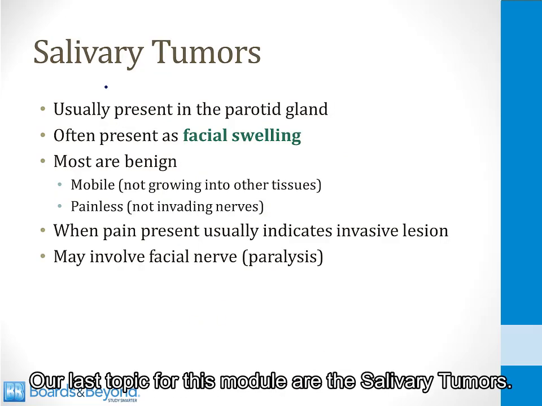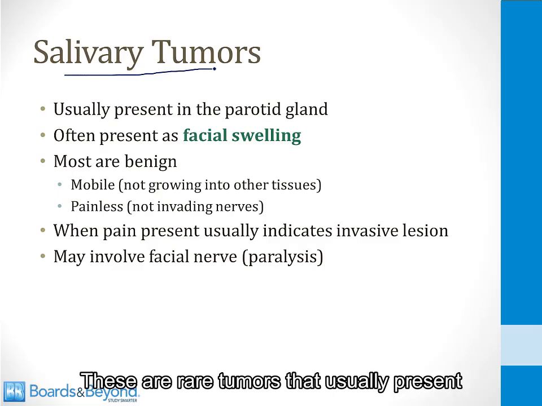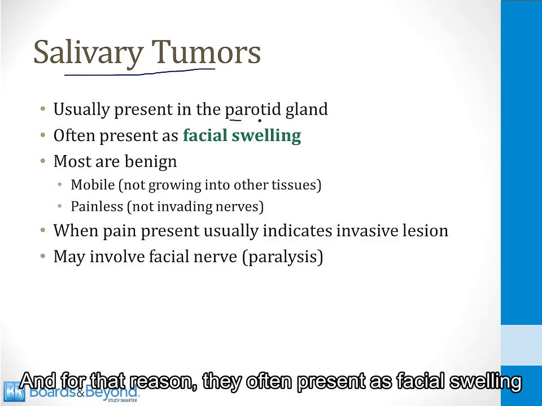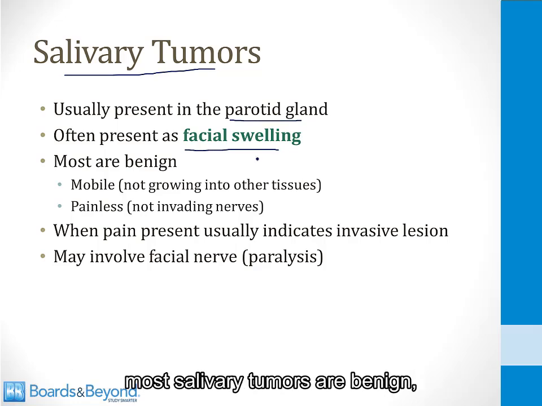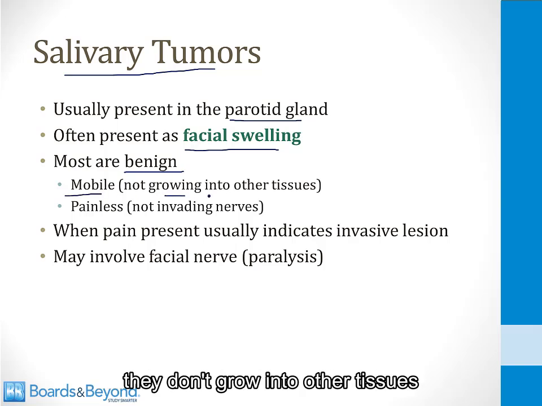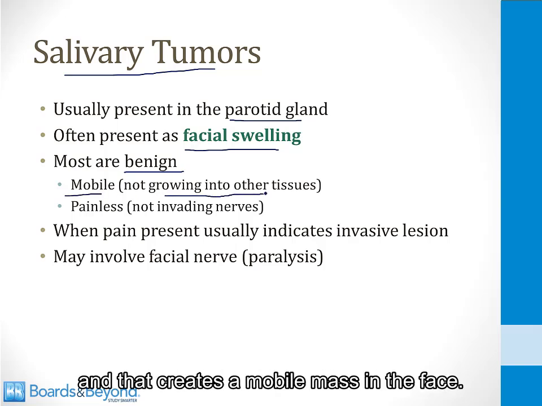Our last topic for this module are the salivary tumors. These are rare tumors that usually present in the parotid gland, and for that reason they often present as facial swelling, just like that child with mumps we saw in the last slide. Most salivary tumors are benign, and this means that they are often mobile. They are benign, and therefore they don't grow into other tissues, and that creates a mobile mass in the face.